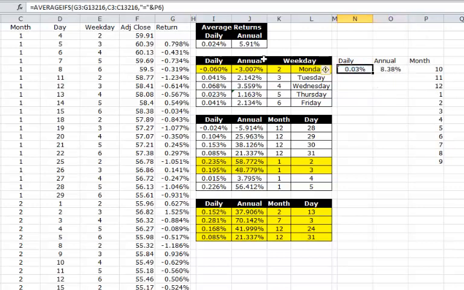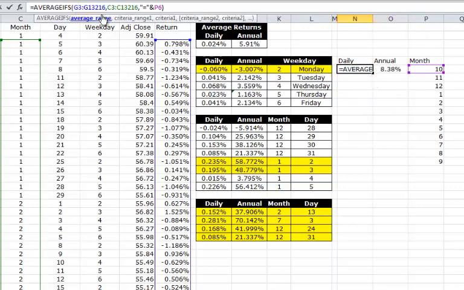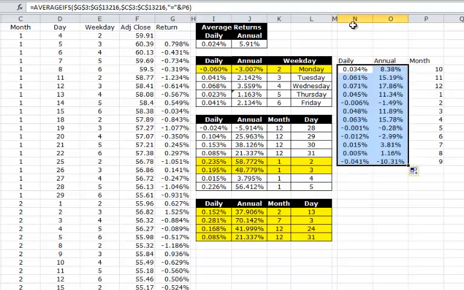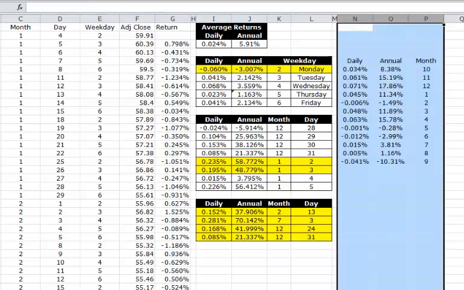Center it. Go in and do your absolute references in the G column and in the C column. Maybe give it one more decimal place. Shoot those formulas all the way down. Give it just a little bit of formatting help.